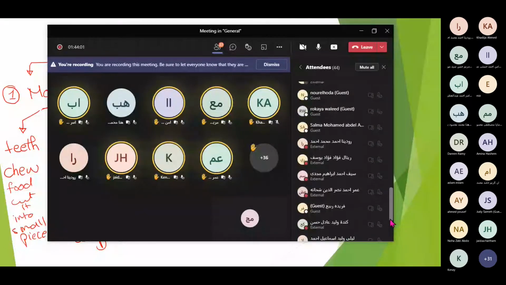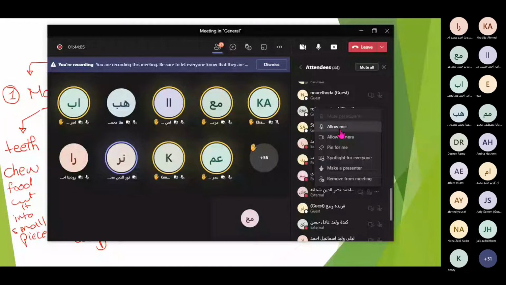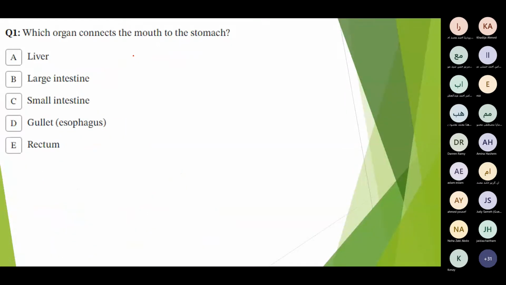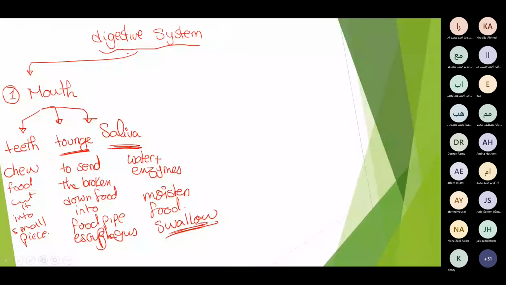Yes. What is the next organ? After mouth, what do you think, Yanur? Respiratory system. No. Inside the digestive system. Did you watch the video? Yes. What is the next organ after the mouth? Yes, the esophagus.